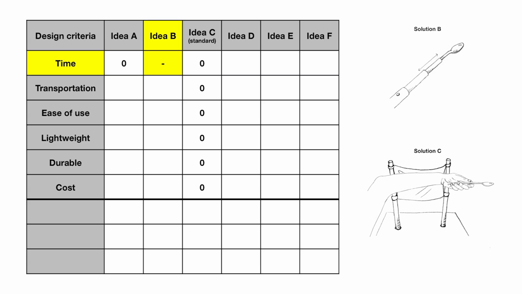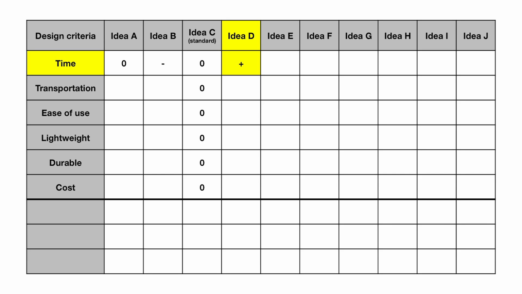Continuing, we'll ask the question, how does solution D compare with solution C? With solution D, we expect one motion to get the food from the plate to the mouth. Thus, we predict it will take less time than solution C, our standard. For this reason, we'll give solution D a plus in time. We'll finish filling out the row of time across for the remainder of the solutions, E through J.